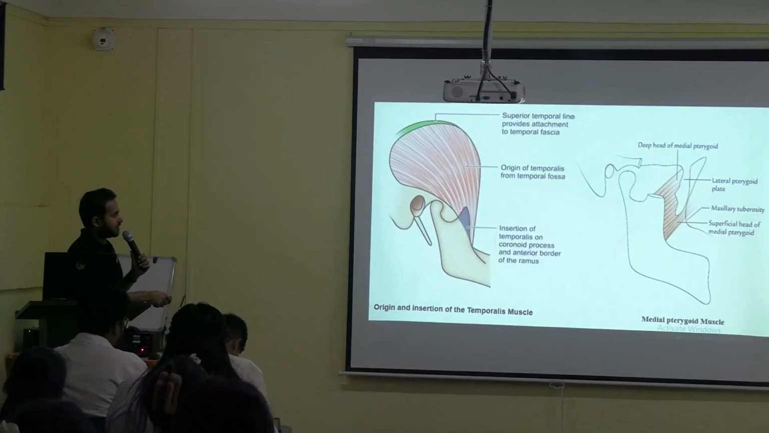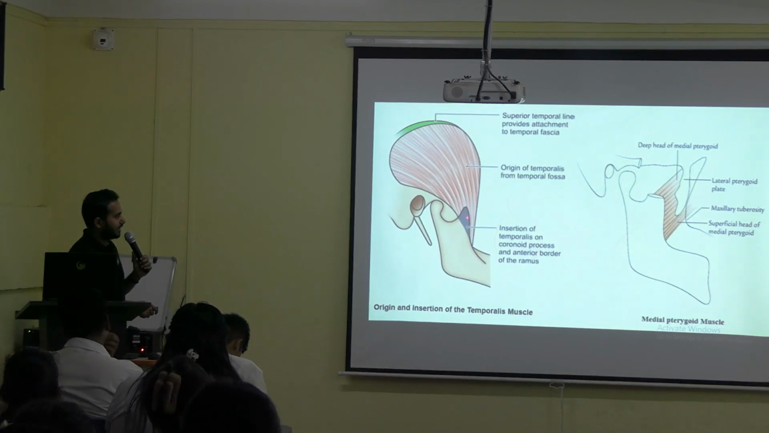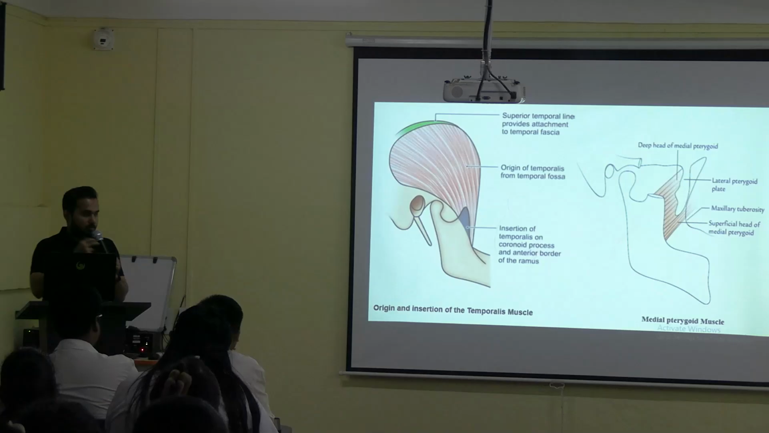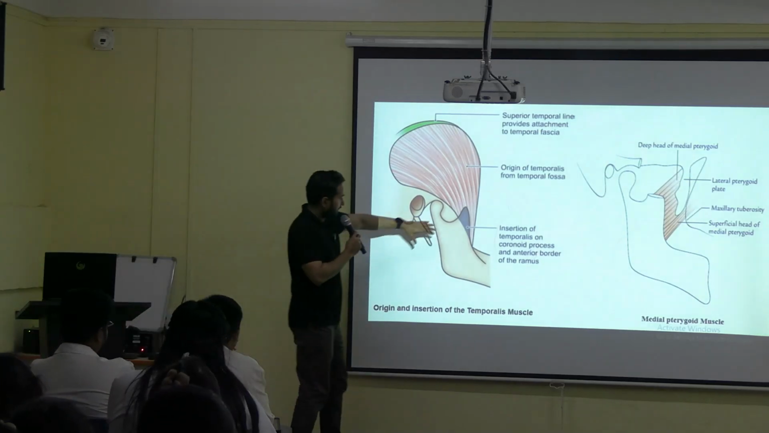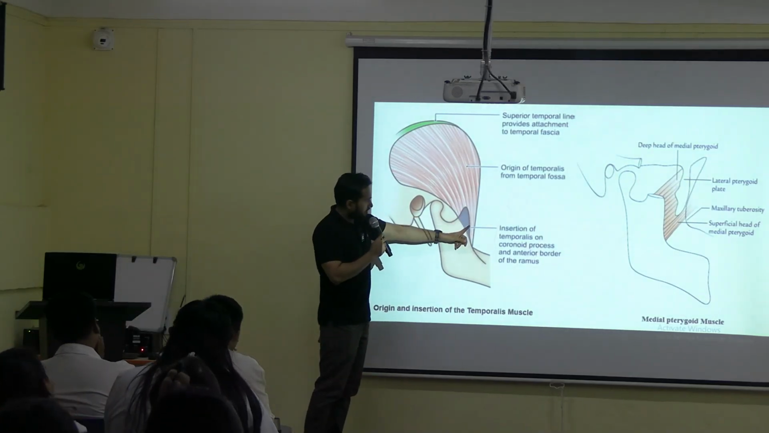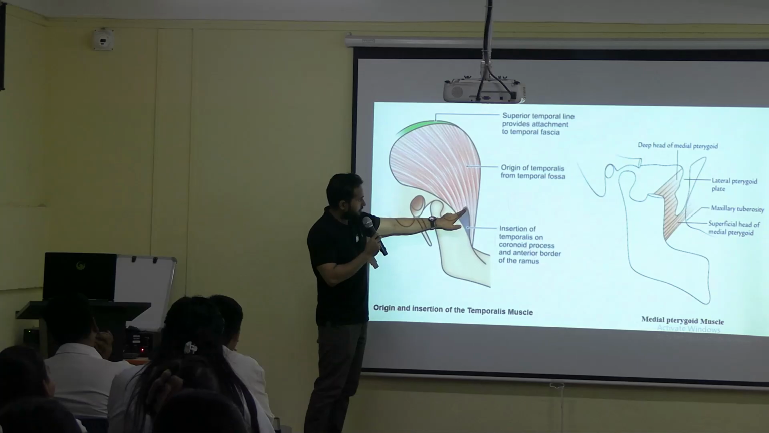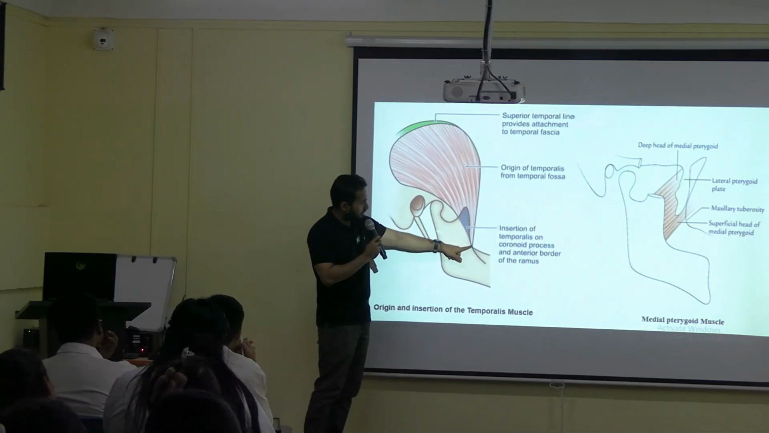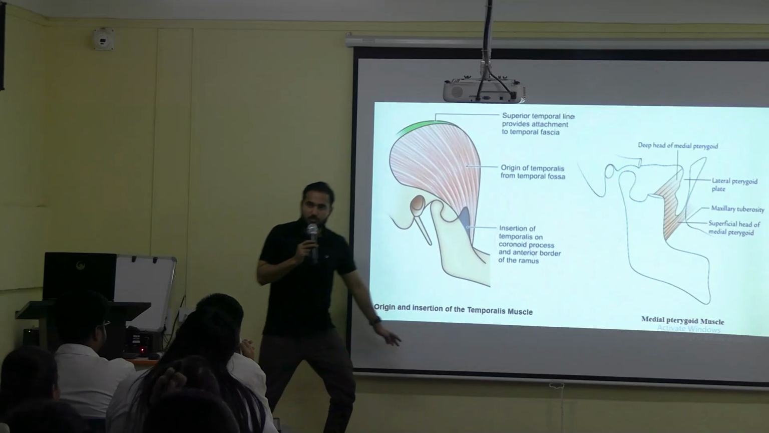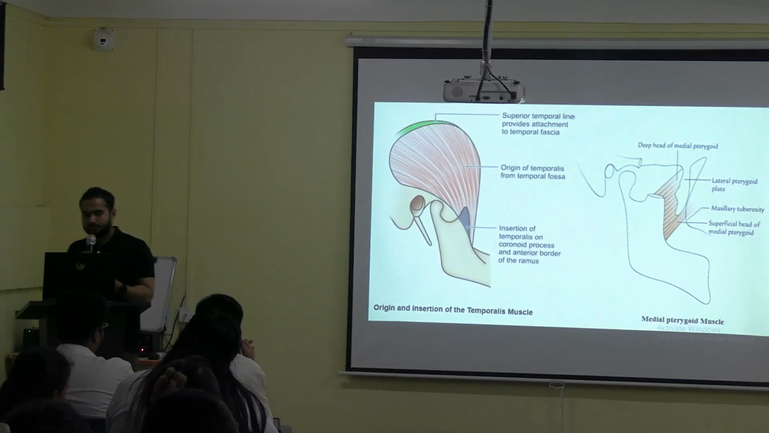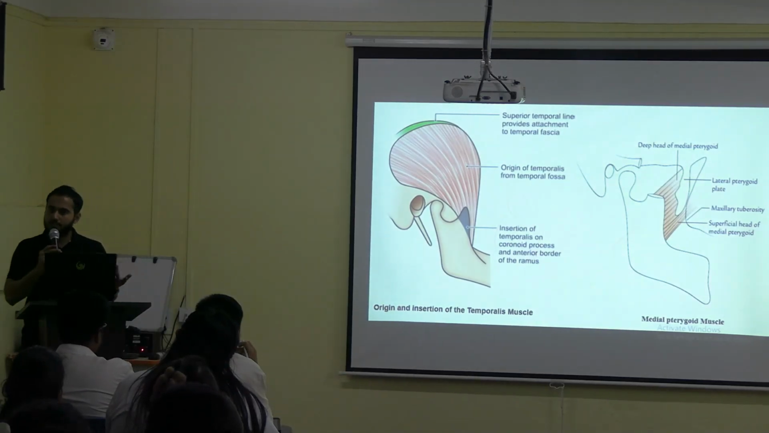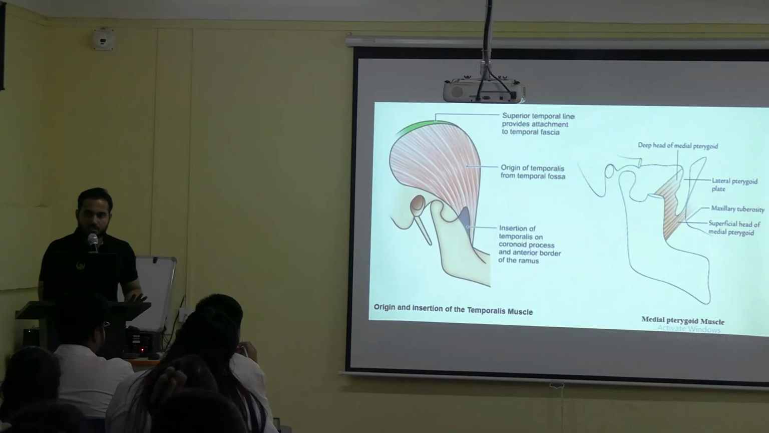And if you see the insertion, insertion is on the coronoid process and the anterior border of the ramus of the mandible. So this is the ramus, already I have shown you. This is the ramus of the mandible. तो ये देखो anterior border में coronoid process. This is the coronoid process. This is the head of the mandible. ठीक है, तो coronoid process and on the anterior border of the ramus of the mandible. So that is the insertion. Now, nerve supply तो एक ही है, mandibular division of the trigeminal nerve.